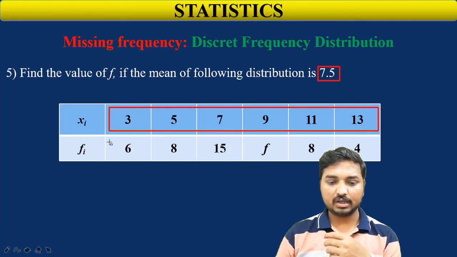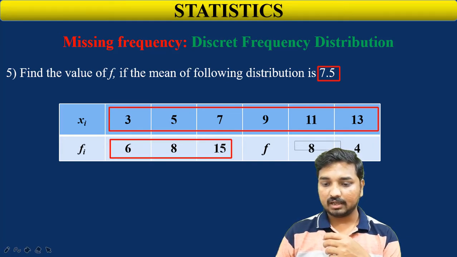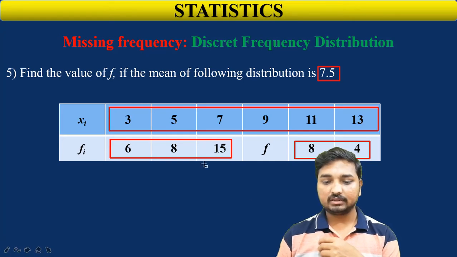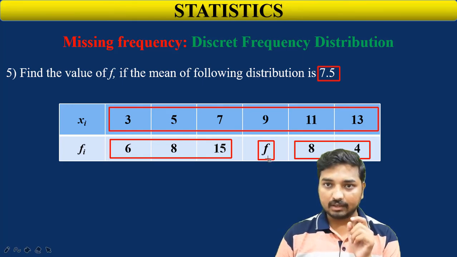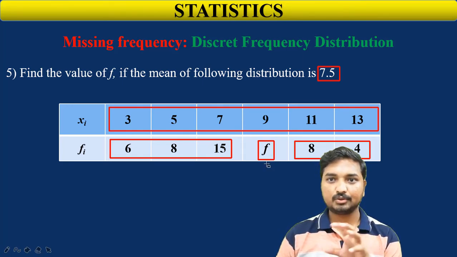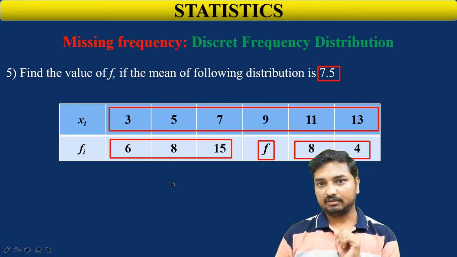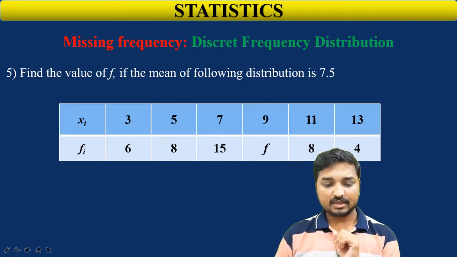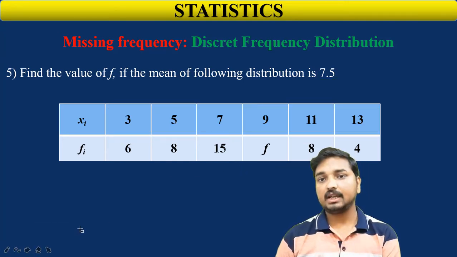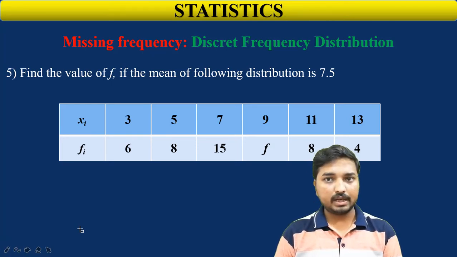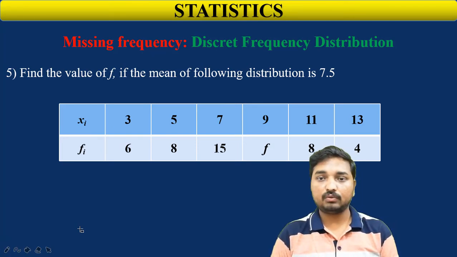In the same sense, look at the second column. Here these frequencies are given to you, and here two more frequencies are given to you. But look here, the fourth frequency in this table is unknown. You need to find out this one. This is called the missing frequency. This type of problem is also asked in the examination, and it is very important, and you need to understand how to find it.